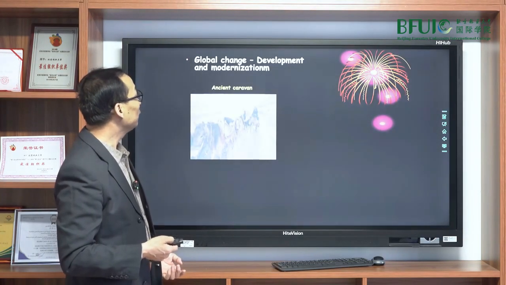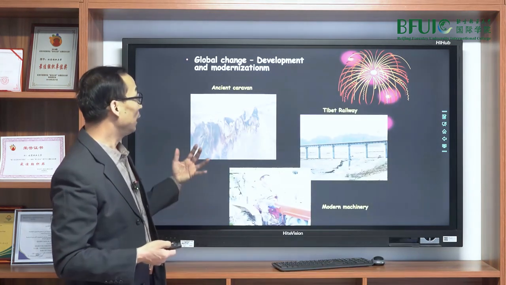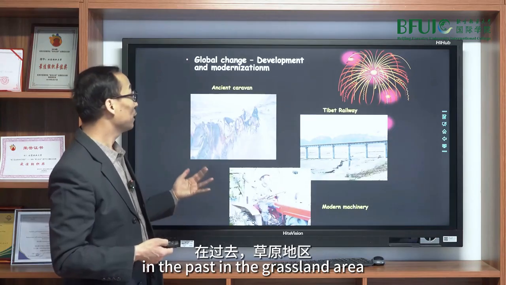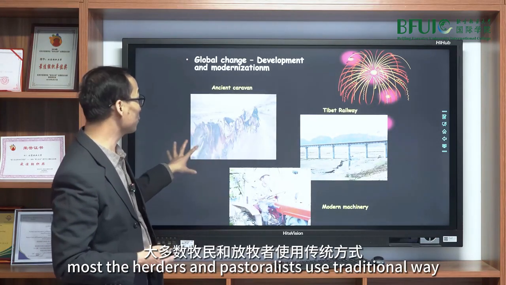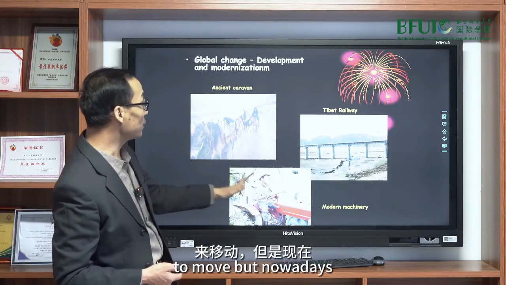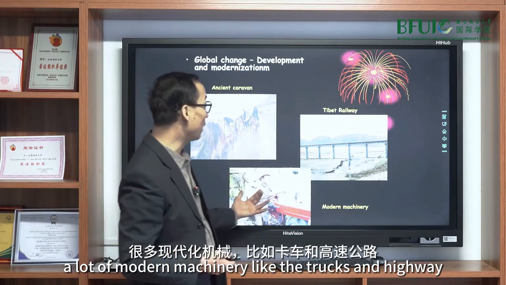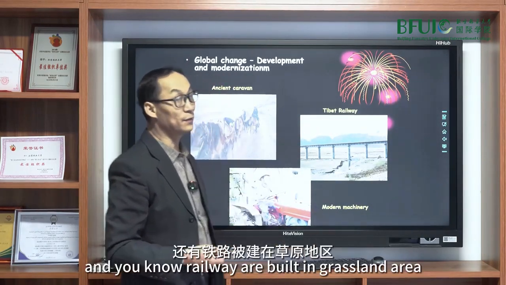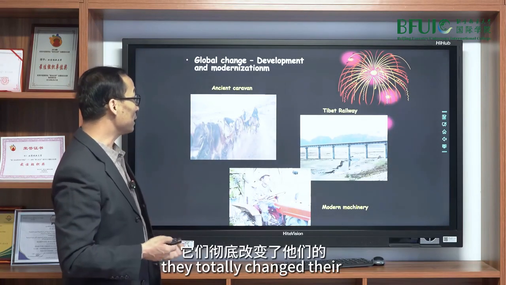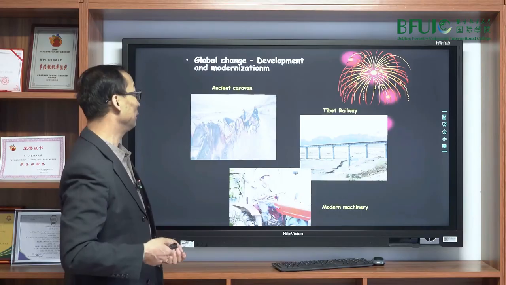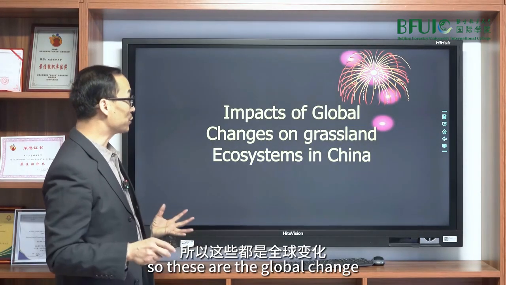The last global change is development and modernization. In the past, in the grassland area, most of the herders and pastoralists used the traditional way to move. But nowadays, a lot of modern machinery like trucks, and highways and railways are built in the grassland area. They totally changed their way of life. So these are the global changes.